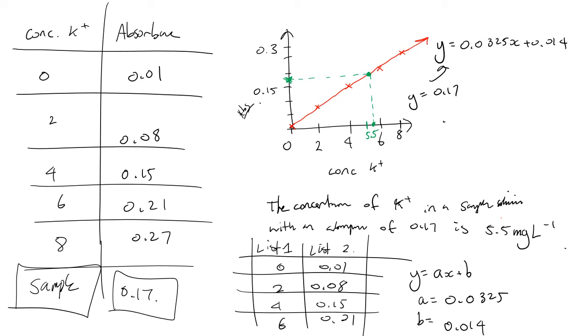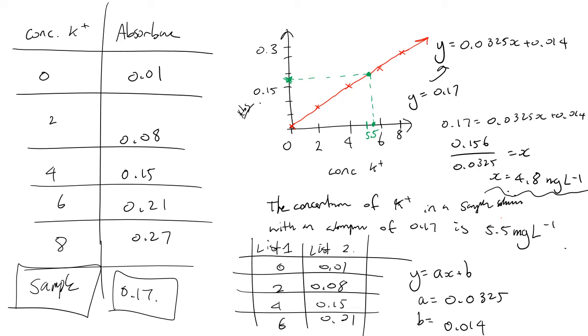Pen's so laggy. Okay. 0.17 equals 0.0325x plus 0.014. Minus 0.014, so that will be 0.156 over 0.0325 equals x. And that is equal to 4.8 milligrams per liter. So that's only 0.7 off our estimate, which is alright. And that would be one of the more accurate ways of calculating the concentration of the metal ion in a sample solution.